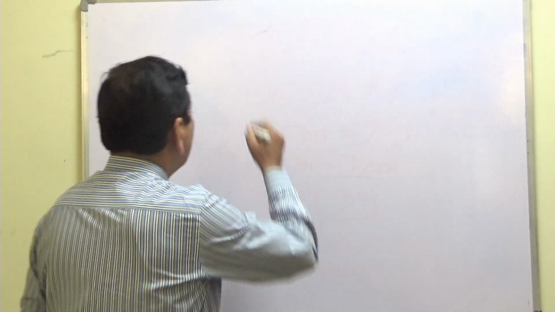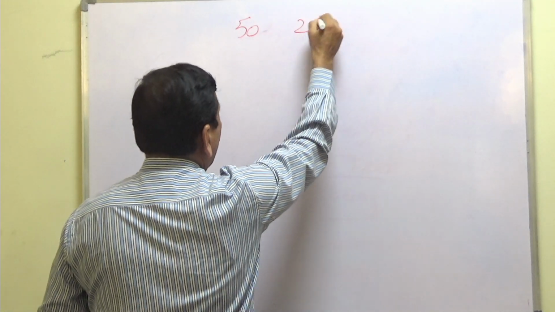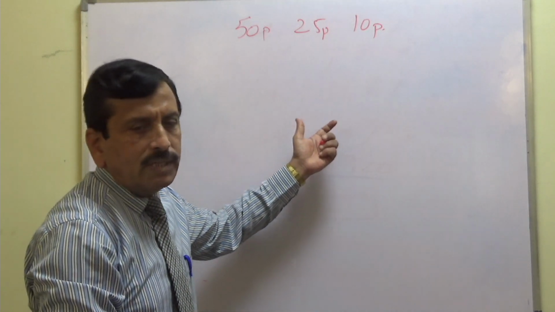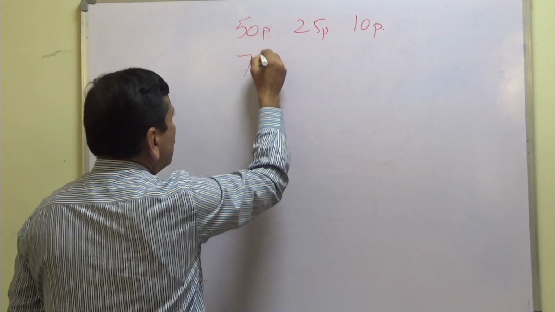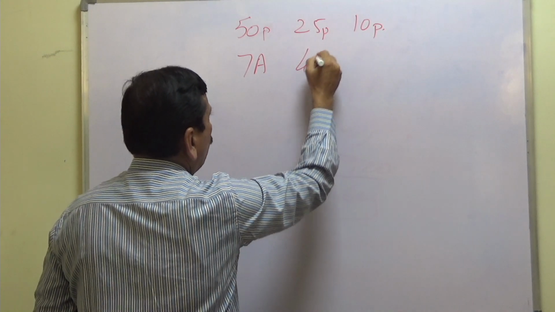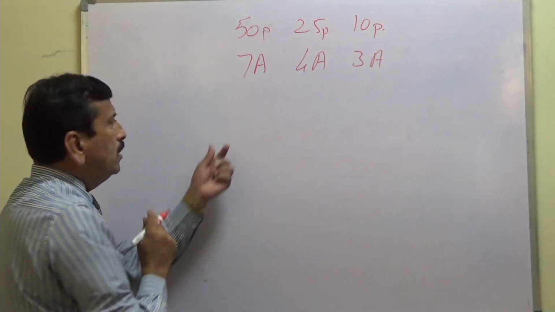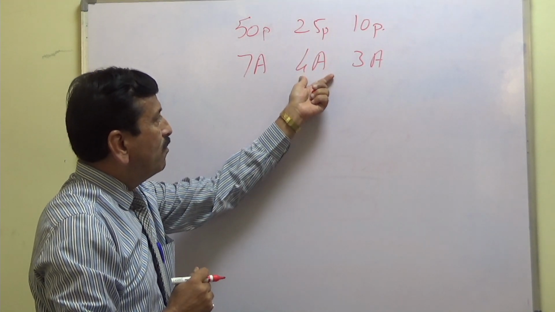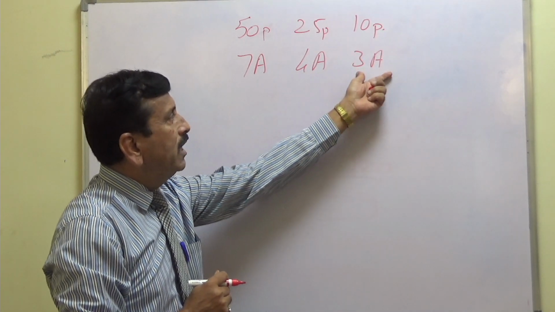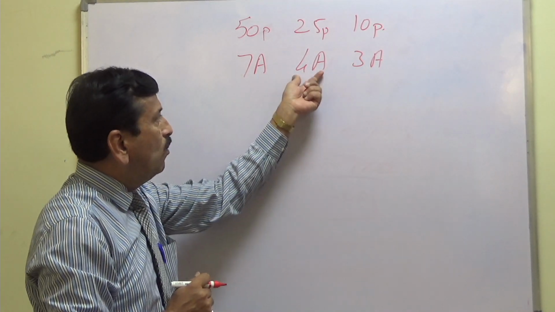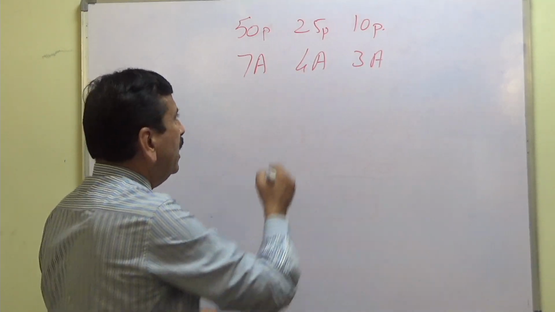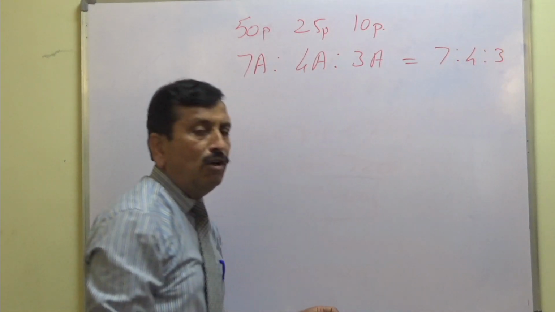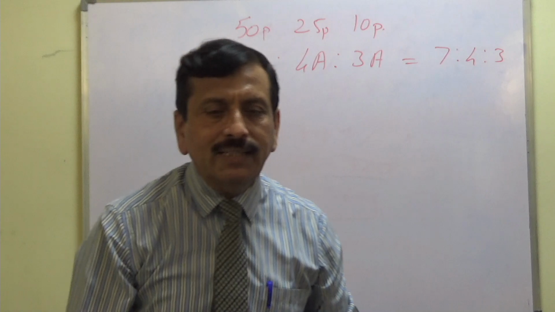Now let us consider that we have 50 paisa, 25 paisa and 10 paisa. Now they are in the ratio 7:4:3. So we say that 7A, 4A, 3A. The total number of 50 paisa coins is 7A. Total number of 25 paisa coins is 4A and 10 paisa coins 3A. Why have I taken 7A, 4A, 3A? They automatically are in the ratio 7:4:3. So we need not take pains to further understand and modify it.